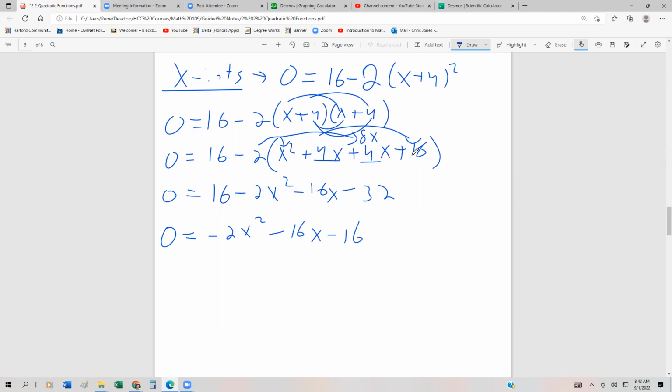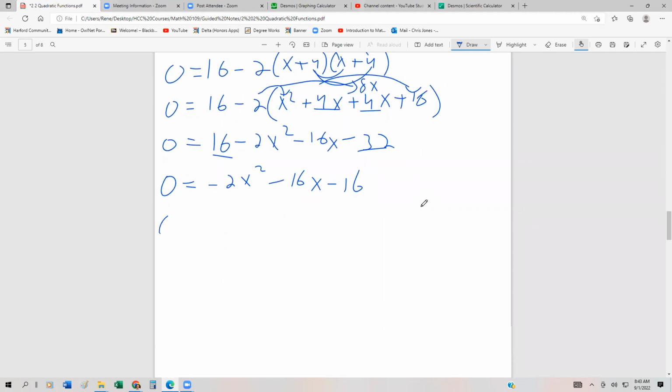Okay, just by combining these and then rewriting it in the order of the polynomial. Now, to make this easier on ourselves, what I'm going to do is factor out a -2 from all three of the terms. Right? And it's going to be x squared. Now, remember, factoring out a negative changes all the signs. So we're going to get 8x plus 8.